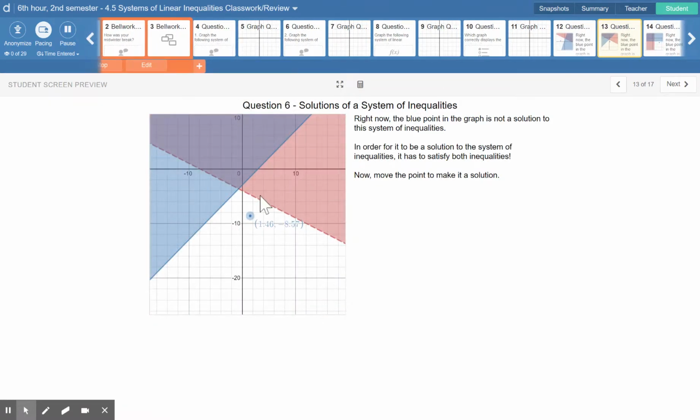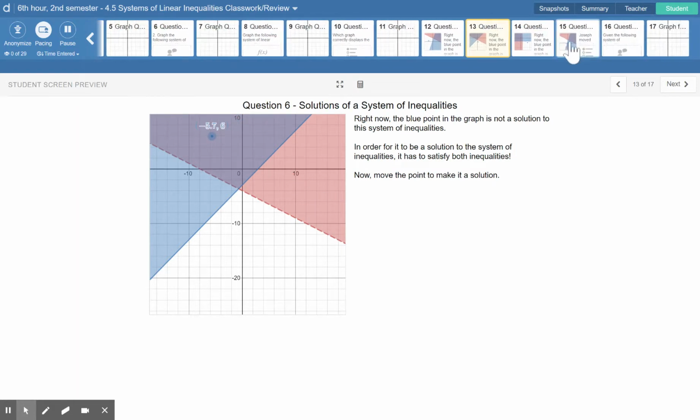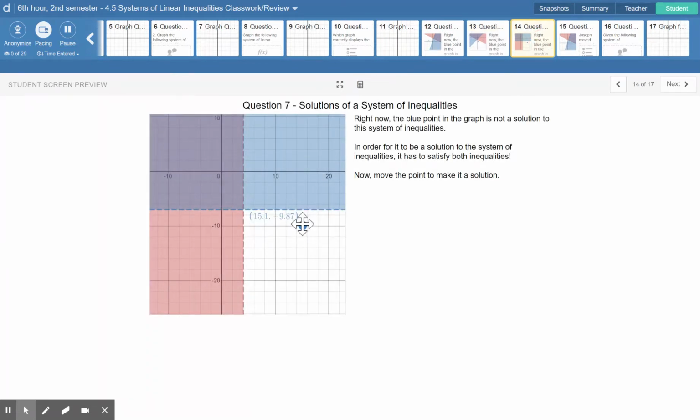13, same thing. Find the double shaded area. Put your ordered pair. 14, find the double shaded. It would be correct.